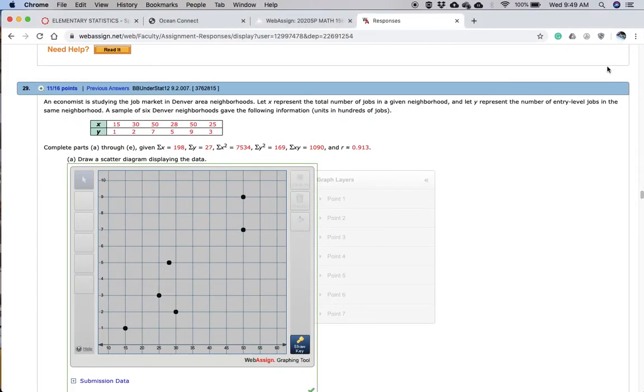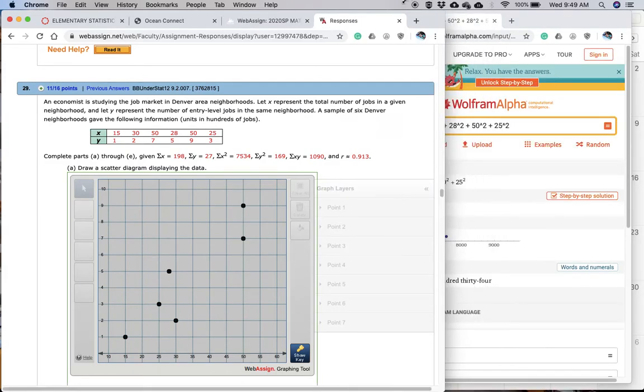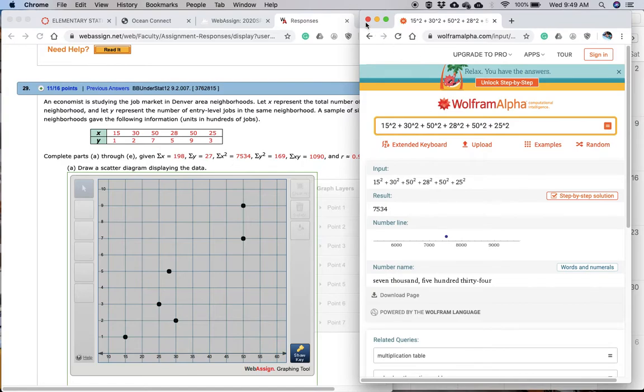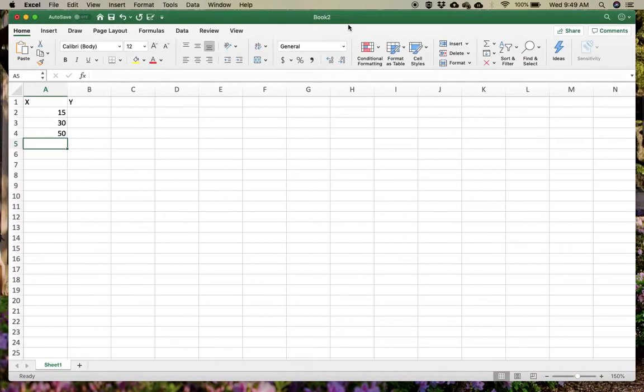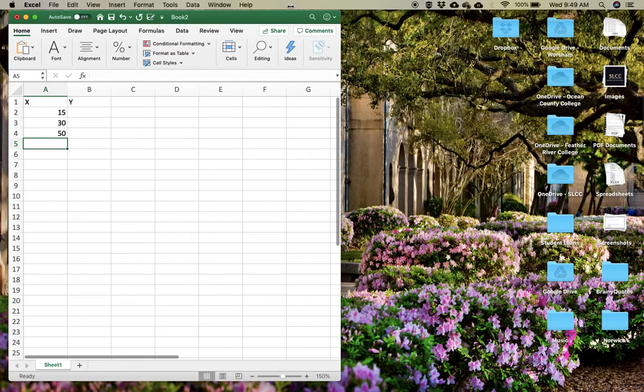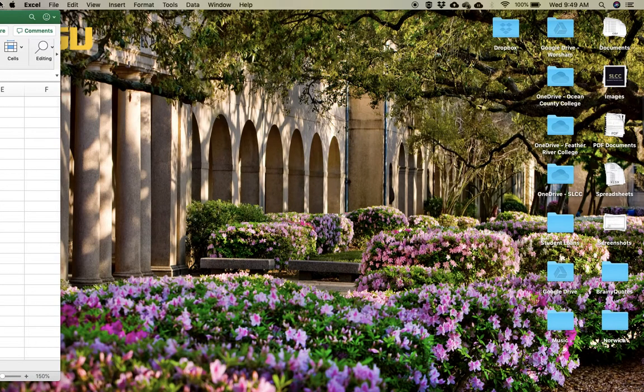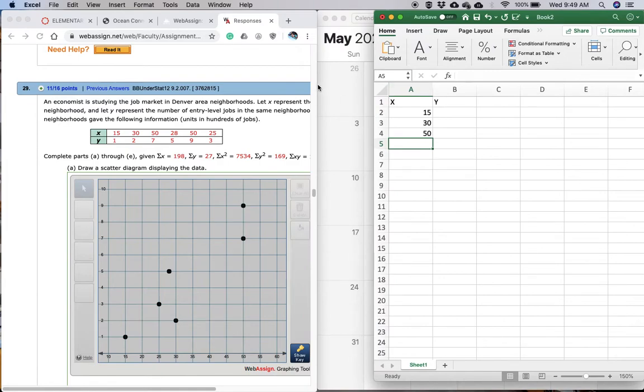Actually, I've got a better idea. Let's try it like this. I was doing some calculations earlier. I'm going to bring this over here to make our lives a little bit easier. All right, there we go. That way I don't have to switch back and forth between screens.